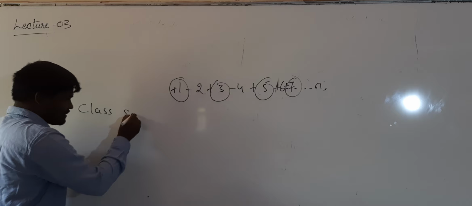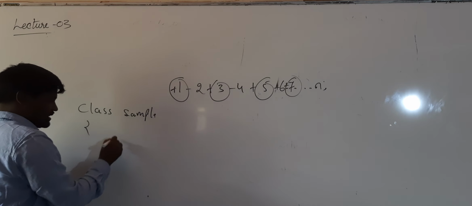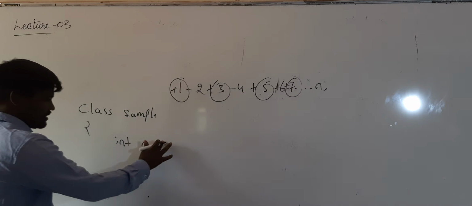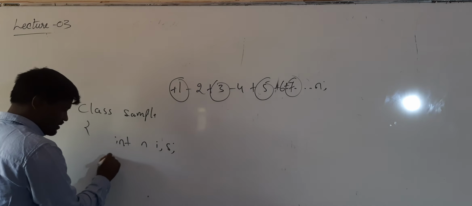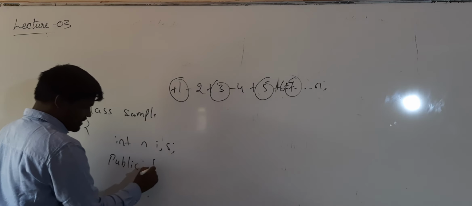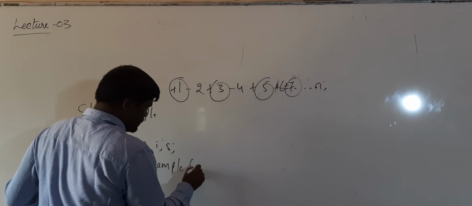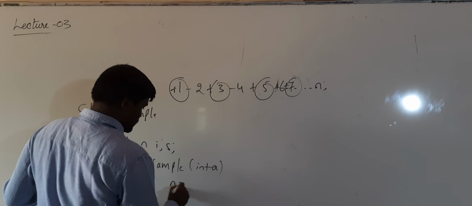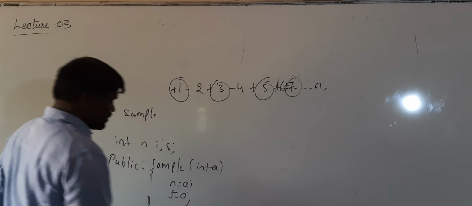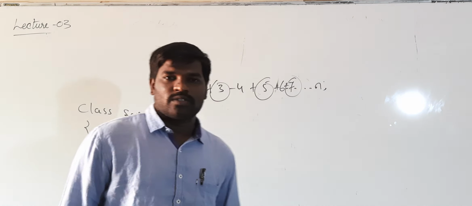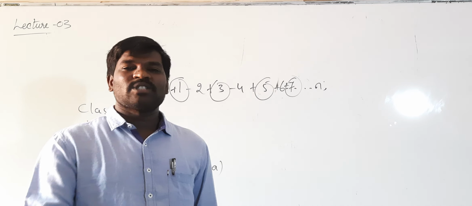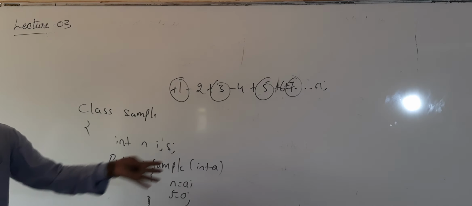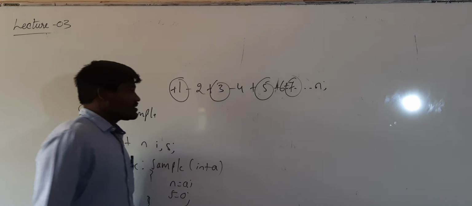So first, class sample. It consists of one input, that is int n, and two variables, that is i and s. In the public section I can define the constructor, that is sample(int a). n is equal to a, s is equal to 0. I have to initialize s is equal to 0, so initially sum is equal to 0. If you add s to another value, you will get that value only. That's why s is equal to 0.